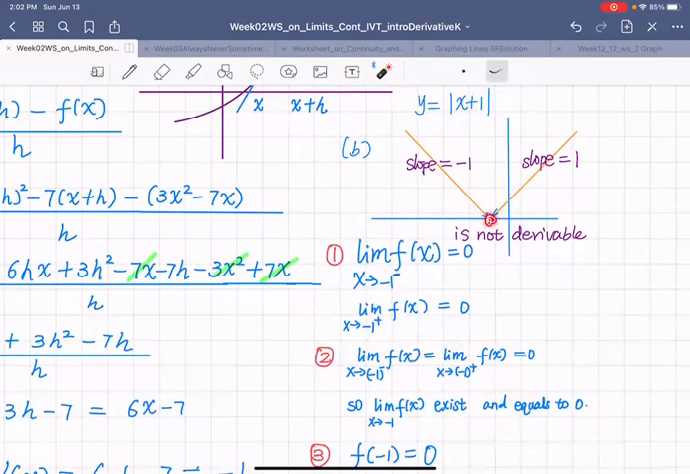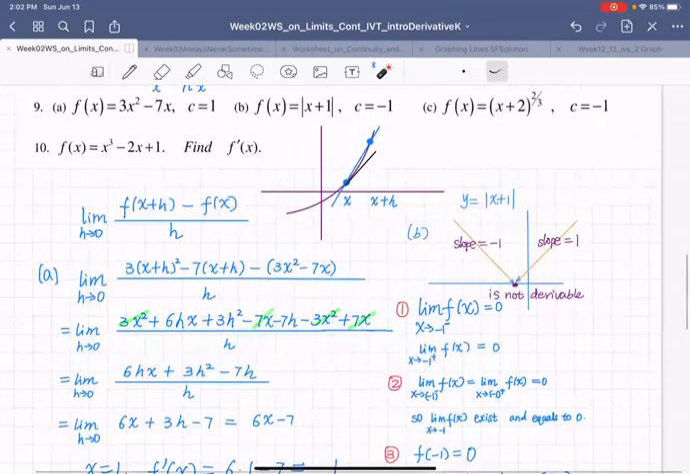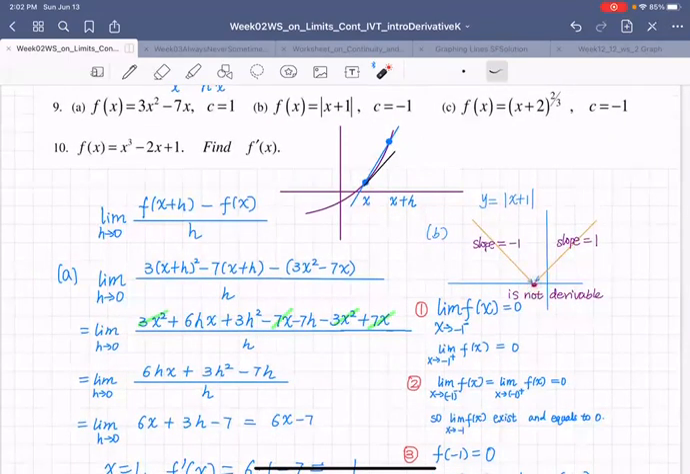For this question here, it is continuous, but the question is asking you, what's the derivative at this point? Look at this. The derivative from the left, which is your slope, equals -1. Your derivative from the right equals +1. These two do not equal. So the point here is not differentiable. The point here is not differentiable. Okay?